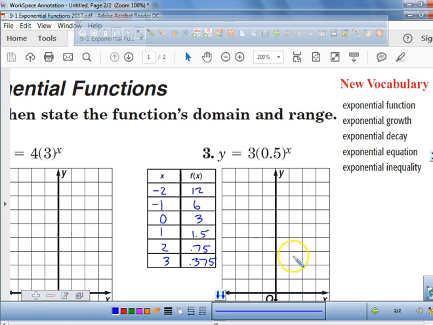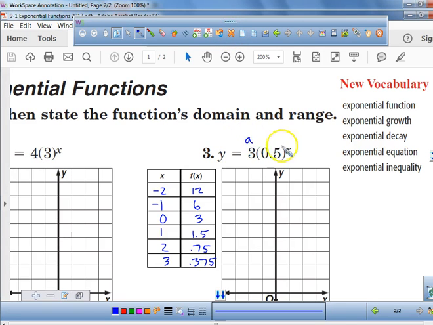There we go. So without using the graphing calculator, you can actually figure out how to plot an exponential graph if you know this is your A value, right? And this is your B value. And this one dealt with what? It dealt with not growth, it dealt with decay.